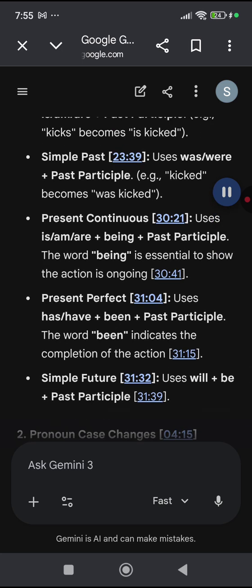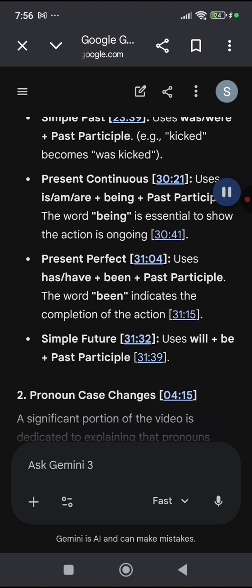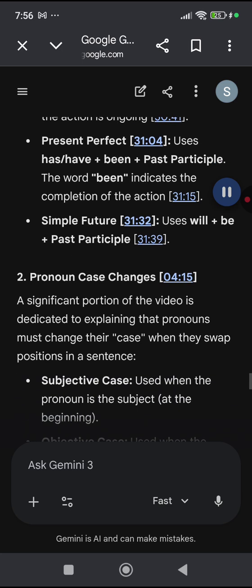The word being is essential to show the action is ongoing. Present perfect uses has, have plus been plus past participle. The word been indicates the completion of the action. Simple future uses will plus be plus past participle.